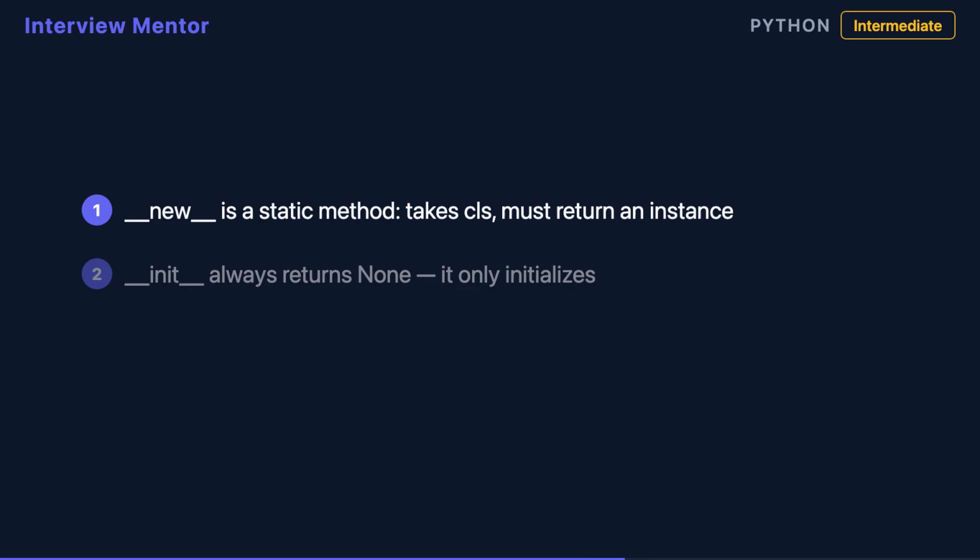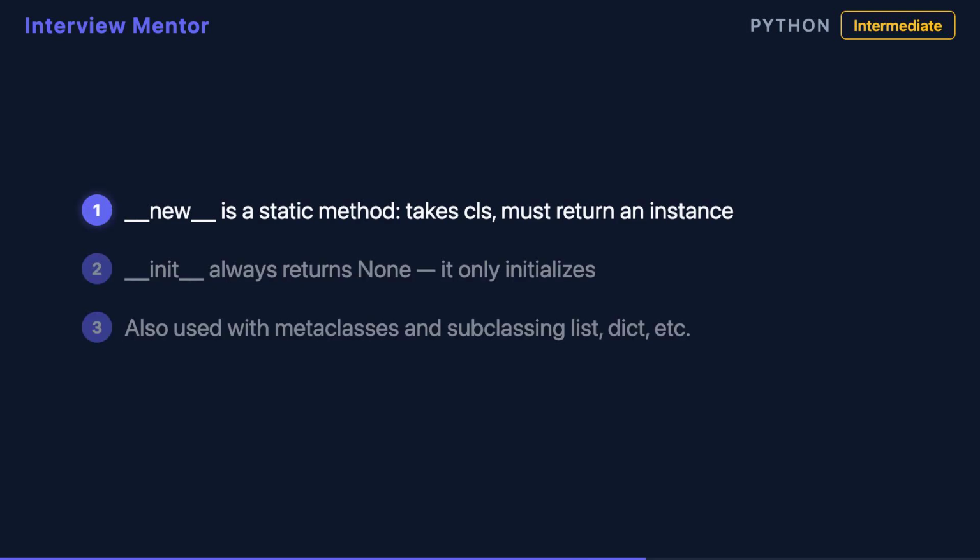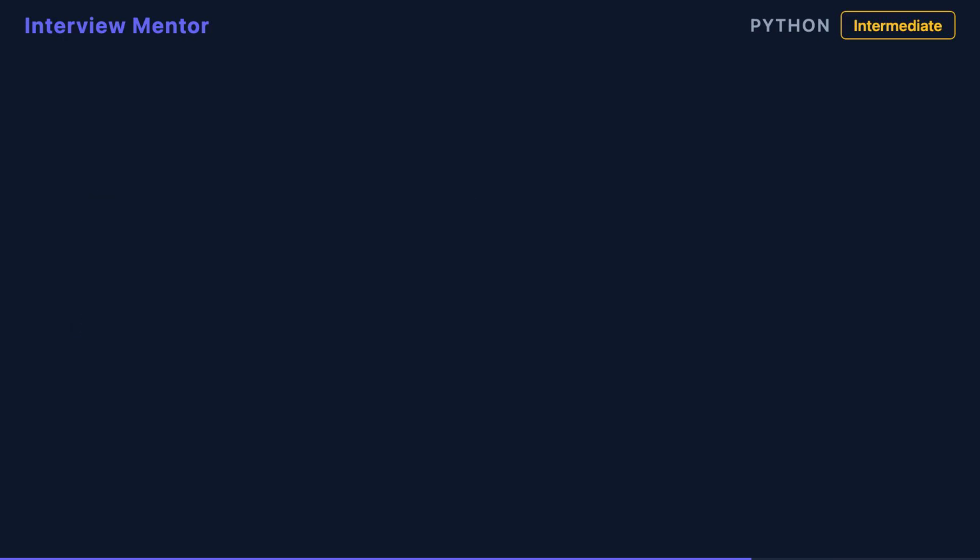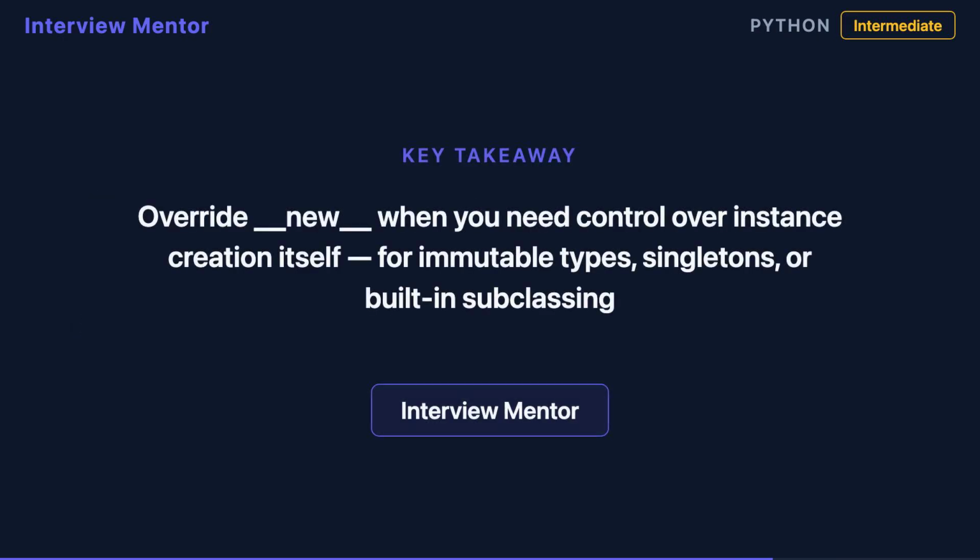Two quick notes. Dunder new is technically a static method. It takes the class as its first argument and must return an instance, unlike dunder init, which returns none. It also surfaces in metaclass design and when wrapping other built-in types like list or dict. Override dunder new when you need control over instance creation itself, especially for immutable types, singletons, or built-in subclassing.